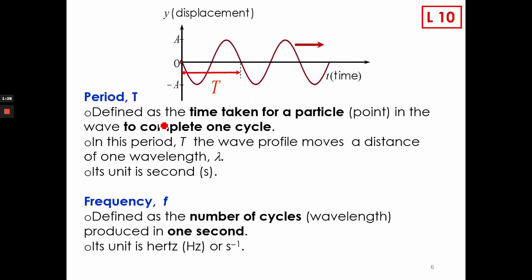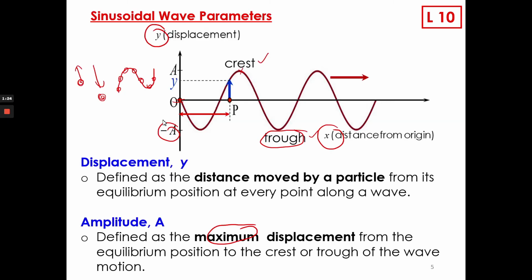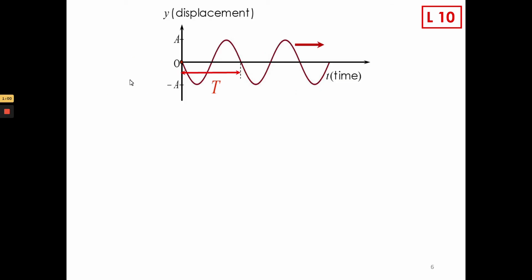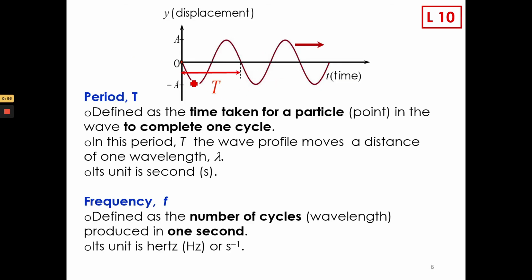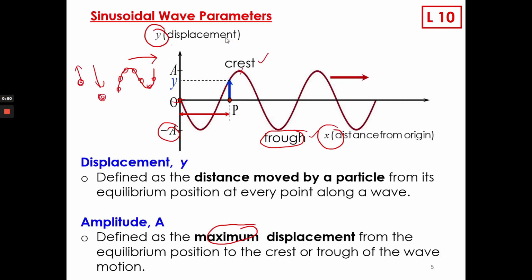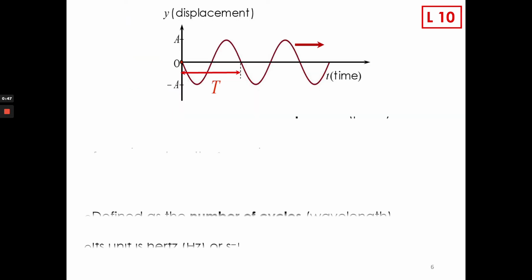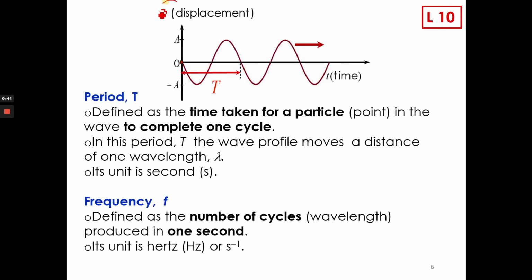Next is period. Period, okay, before that, what is the difference between y and x? As I mentioned before, y is as the particle goes up and down, and x as your wave travels to the right or to the left. So the distance traveled by the wave is x. The particle displacement is your y. Okay, period. Period defined as the time taken. Now we have two types of graph. The first one is a graph of y against x. The second one is a graph of y against time.